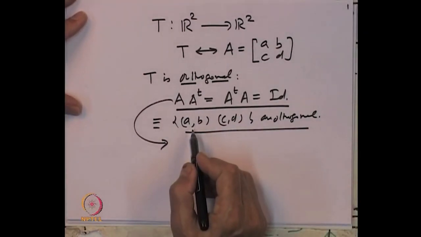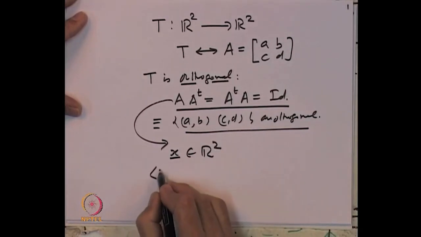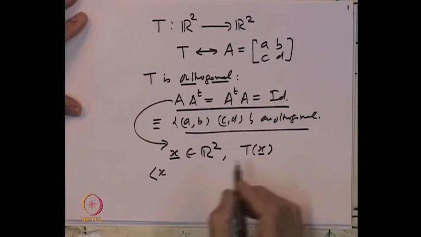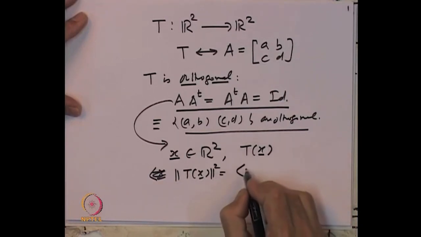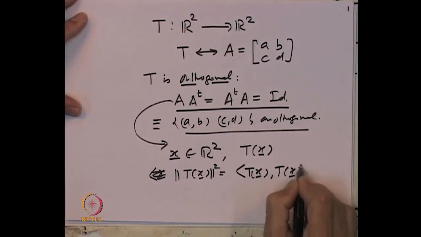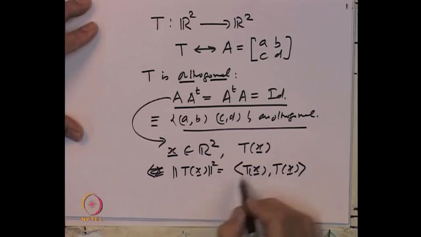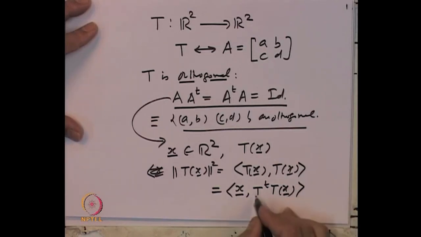So, this property gives us the following fact. Let us take any vector x belonging to R 2 and look at the image, which is T of x. So, x goes to T of x. Let us look at the dot product. So, norm of T x square is given by the dot product of T x with itself. That is the definition of the magnitude in R 2, but this dot product can also be written as x dot T transpose T of x. T transpose is the same as A transpose basically, so you can think of it as matrices, and that being identity, this is the same as x comma x.